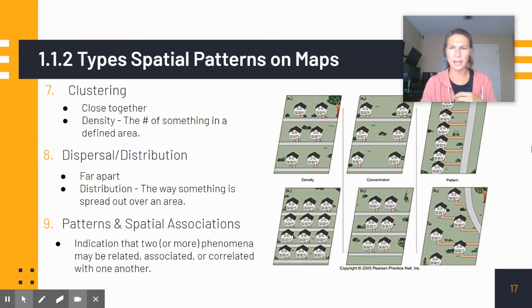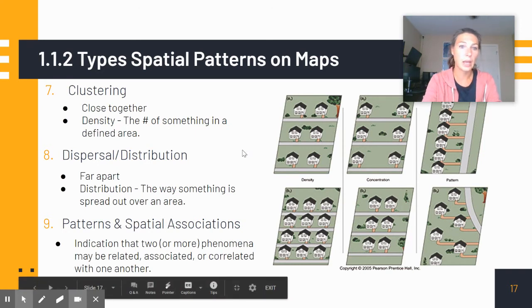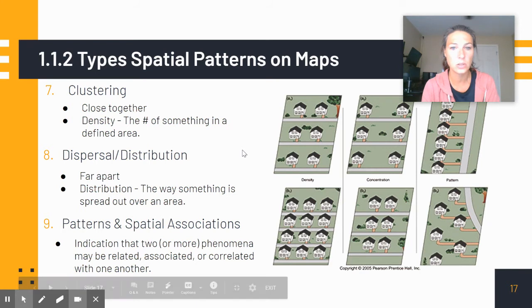Clustering and dispersal. So dispersed just means the things are further apart from one another. And distribution is just how things are spread out, right? So you might look at this and say the distribution of this is clustered, the distribution of this is dispersed, the distribution of this is linear, and so on and so forth. Here's again clustered.